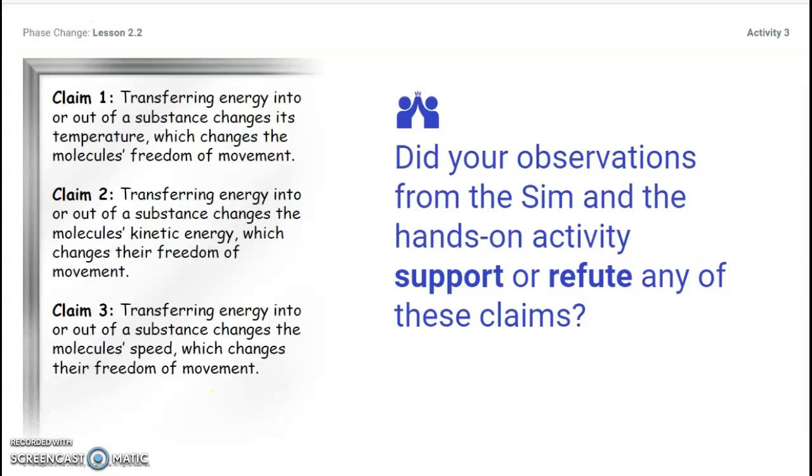Okay, did your observations from the sim and the hands-on activities support or refute any of these claims about temperature, kinetic energy, and molecule speed, changing the freedom of their movement? Next, we're going to use one more resource. It's going to be a video to help us answer an investigation question. After watching the video, we're going to return back to these claims.